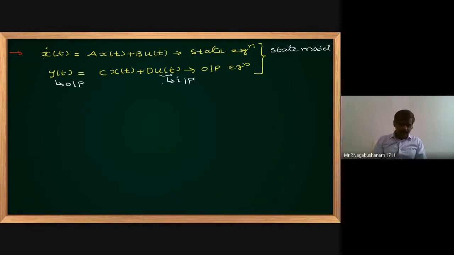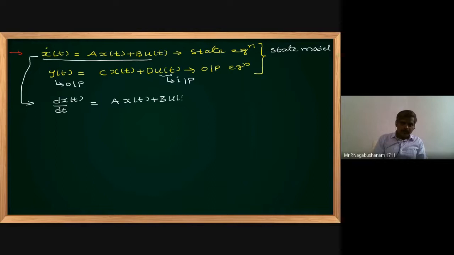I already explained that in the previous class. Now check the first, the state equation. The state equation is nothing but a differential equation. I'm writing it here: x dot of t means the first derivative, dx of t by dt, equal to A into x of t plus B into u of t. It is a differential equation. I want x of t.